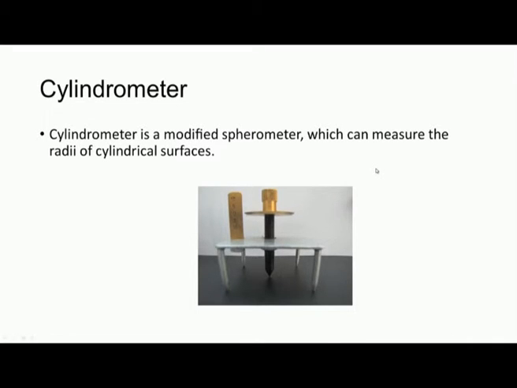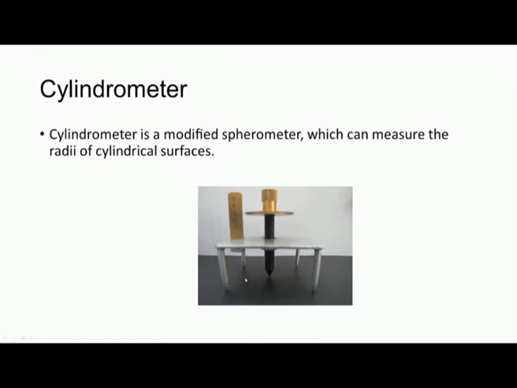Now, let us move to another instrument, the cylindrometer. See, the spirometer is used to measure the radius of curvature, whereas the cylindrometer is used to measure the radii of cylindrical surfaces. It is a modified version of a spirometer. The construction is shown here.